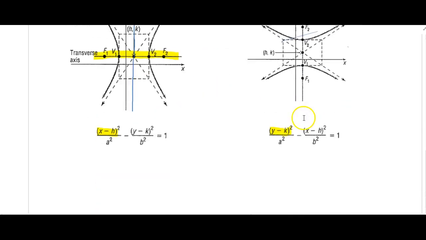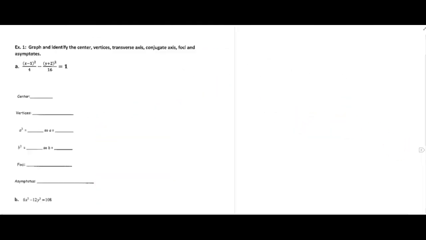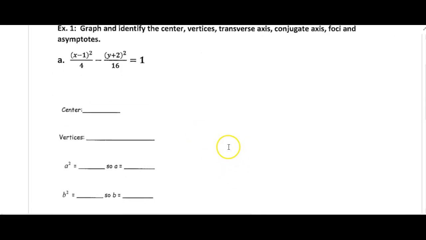Okay, so now let's take a look at this. So the first example, and I apologize, there are no graphs in here, so you're going to have to draw them on your own. First thing I'm going to do is draw my coordinate plane, and I'm going to identify the center. The center is no different than all the other ones. The opposite of -1 is 1. The opposite of 2 is -2. So we have 1, -2 is our center.